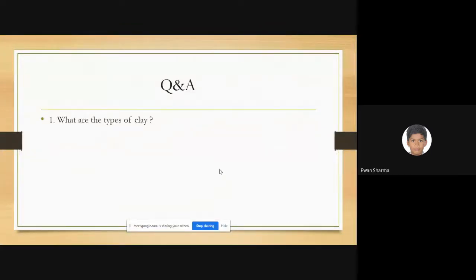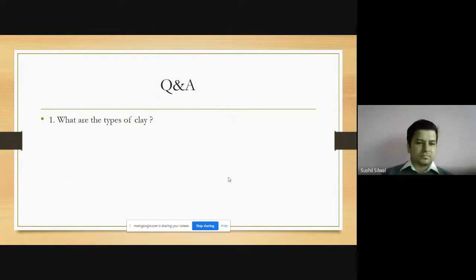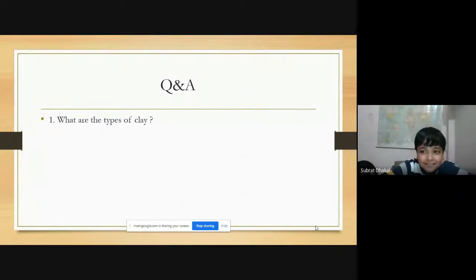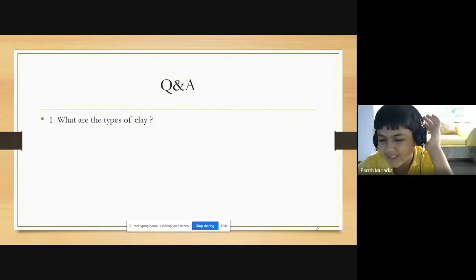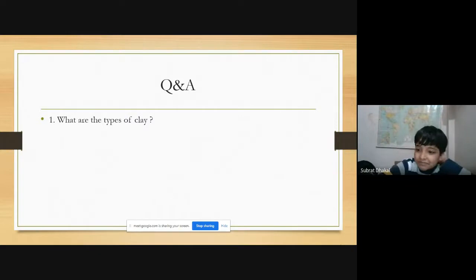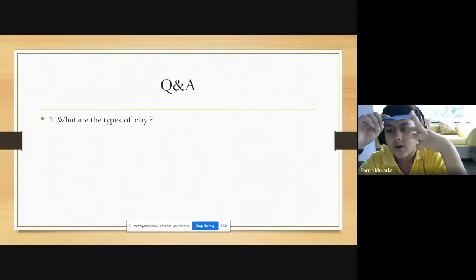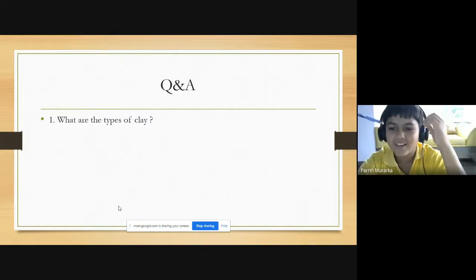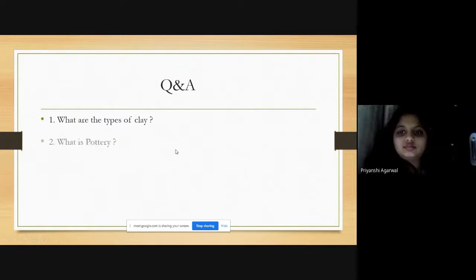Question and answers. In order to answer the question, you can raise your hand. What are the types of clay? If anybody would like to answer, you can answer the question. Anna, did you raise your hand? I think no, I mistakenly clicked it. I know three of them. Stoneware, earthenware and ball clay. And porcelain also.